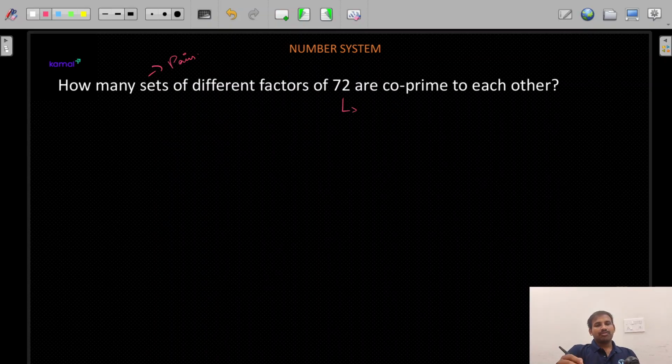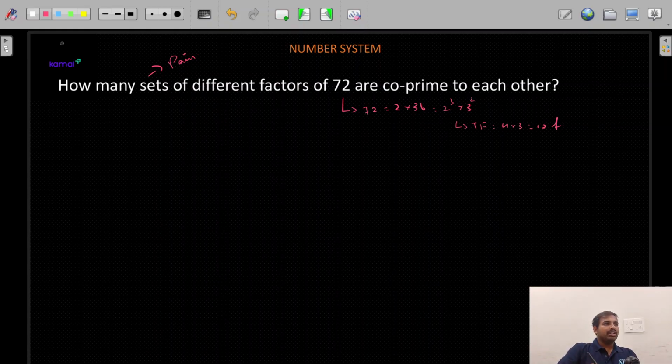let us consider there are a few factors for 72. First, we will identify how many factors 72 has. 72 is nothing but 2 into 36. 36 is nothing but 2 square into 3 square, so it will become 2 cube into 3 square. So the total number of factors is 4 threes are 12. There are totally 12 factors. Out of these 12 factors, in how many ways can I select two such that the highest common factor of that pair of factors is 1? That's what the question is all about.